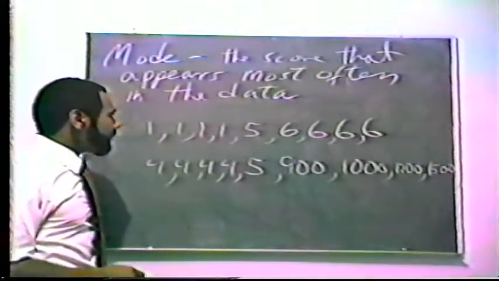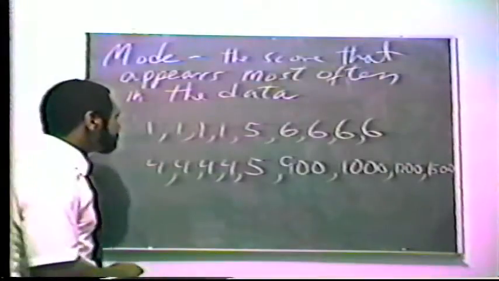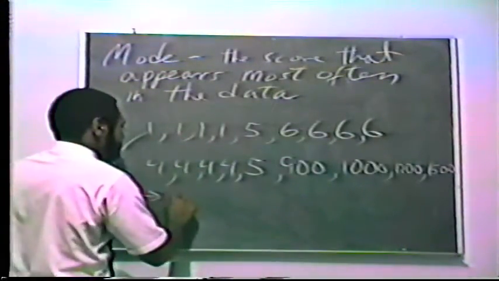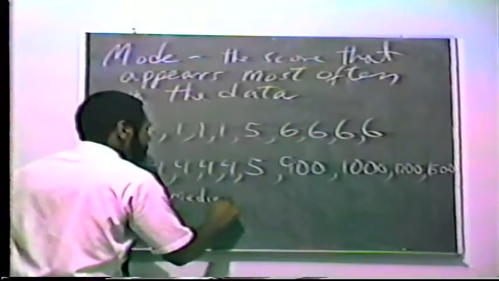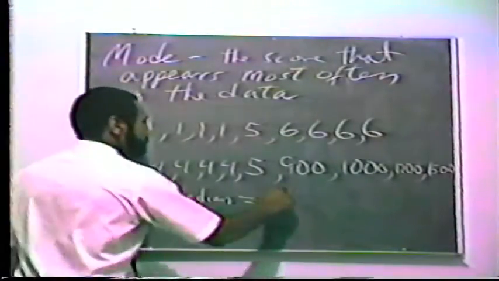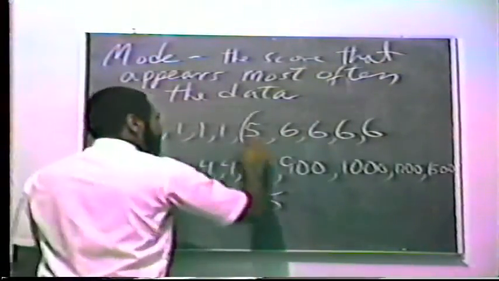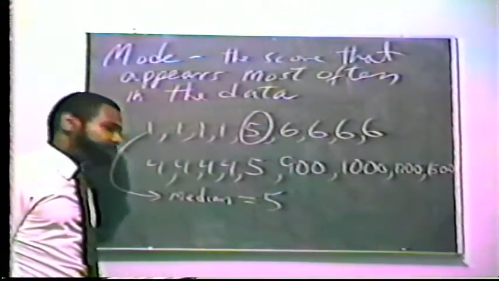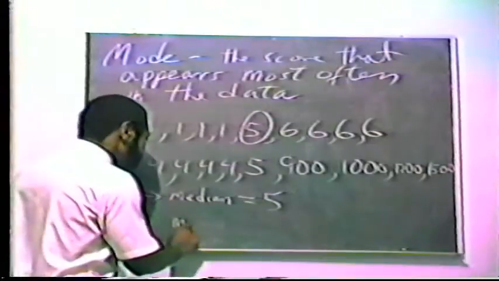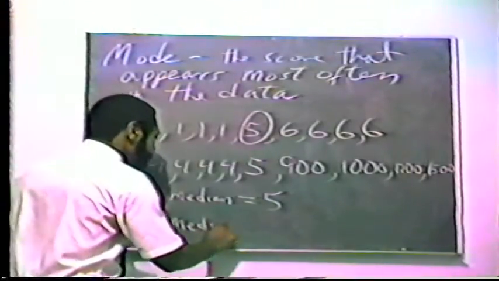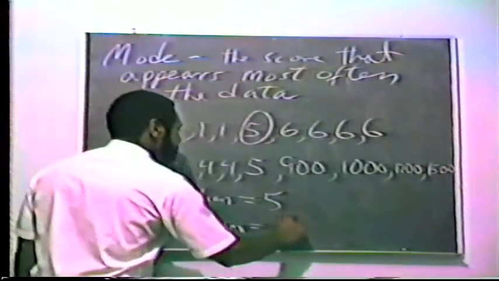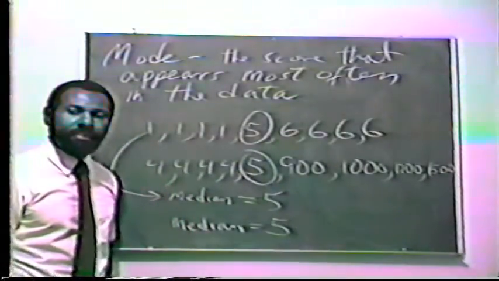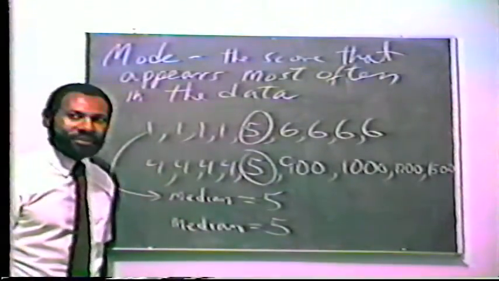For the first data set, the median of the first data set is equal to 5. That's the middle number. That's the measure of central tendency. The median of the second data set is also 5. That is the center. That's the measure of central tendency.